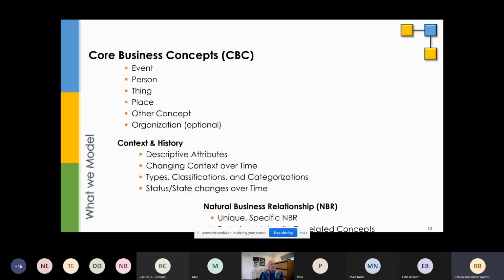What do we model in the Ensemble logical model? We model what we call core business concepts. What is important for the organization? Then we're looking at event, person, thing, place, other concept. Organization is kind of optional. You can add it if you want to, or you could just say an organization is just something referred to as a person.